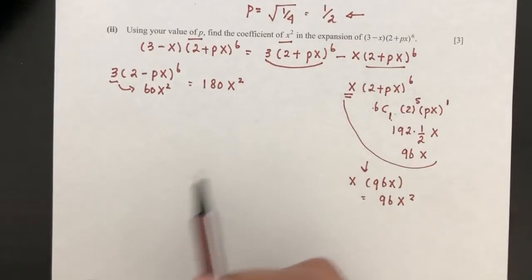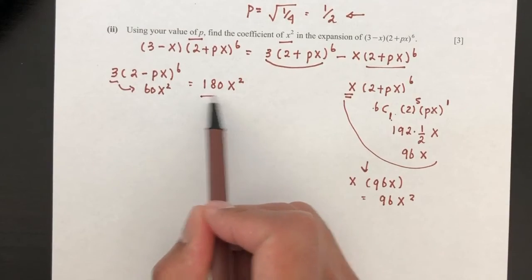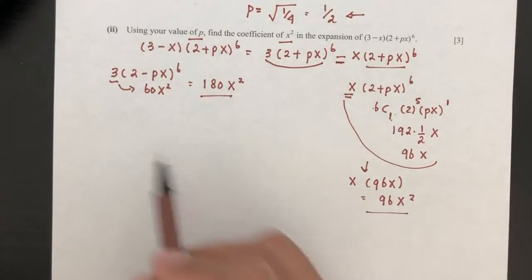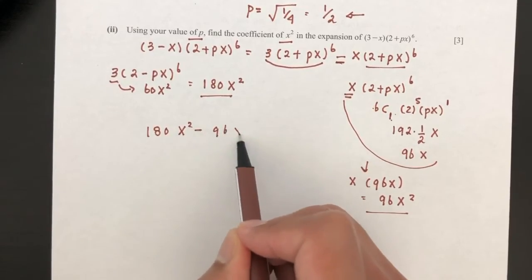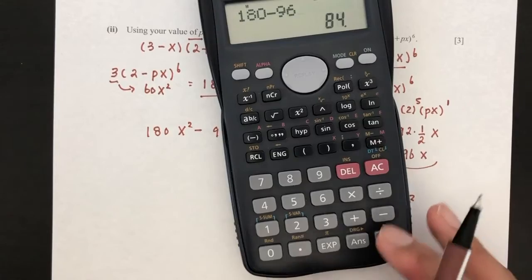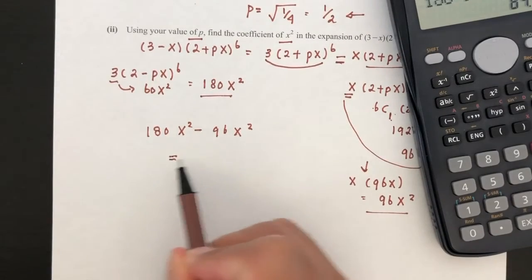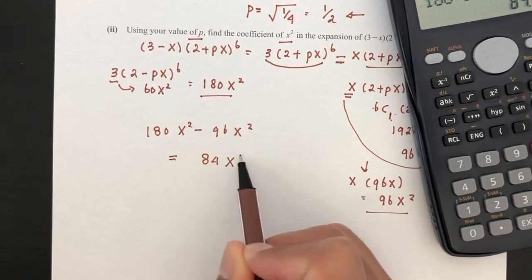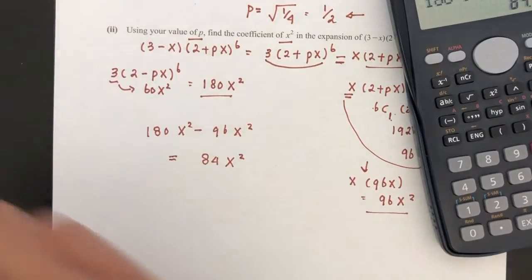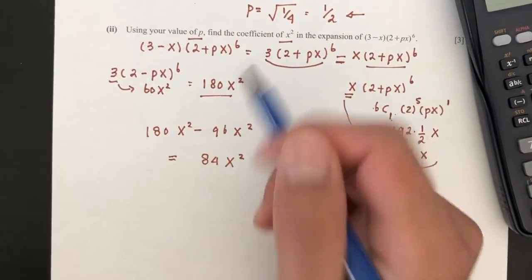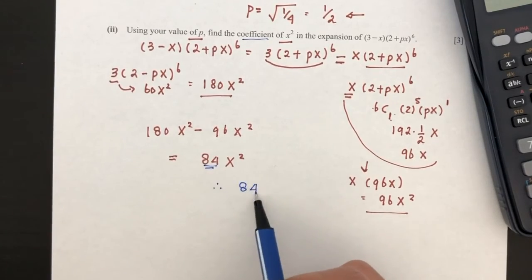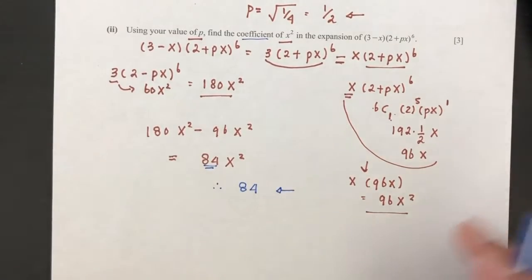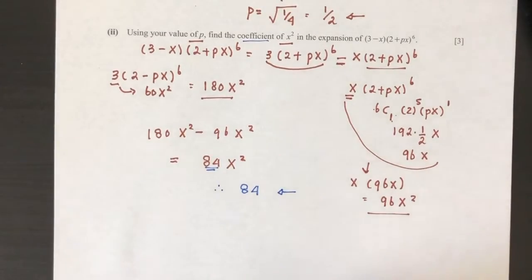Now let's combine these two. You can see now we have this minus this. So 180x squared minus 96x squared. So 180 minus 96, that will be 84. That will be 84x squared. But now your answer is only trying to find the coefficient, which is this term. So your answer is 84. Now this is question number 6.